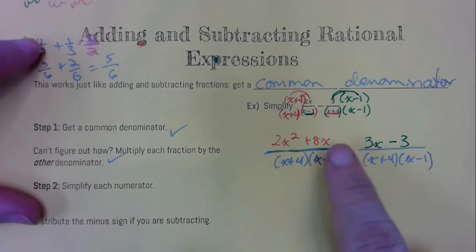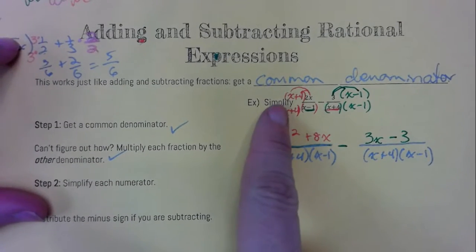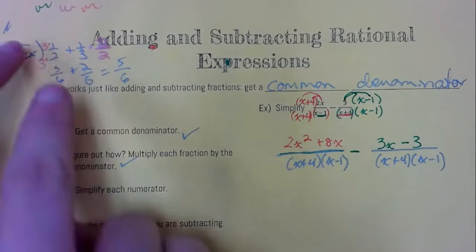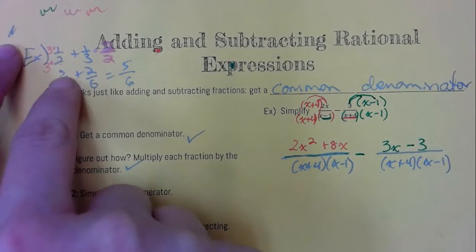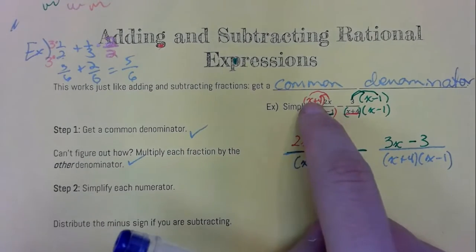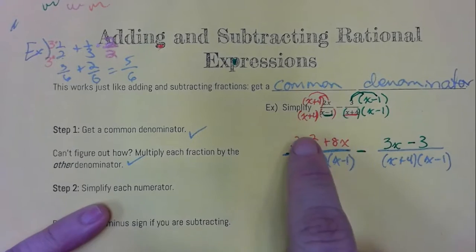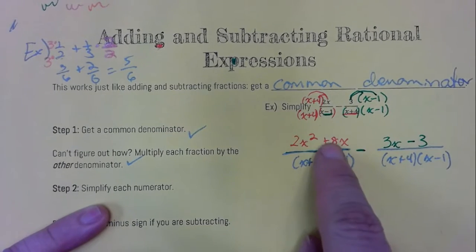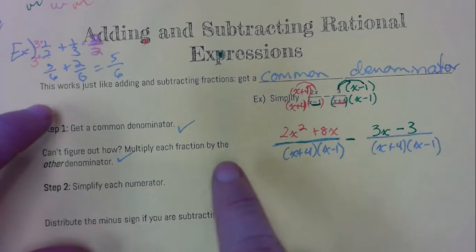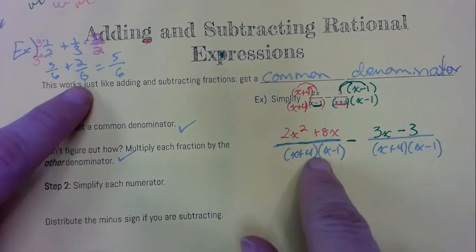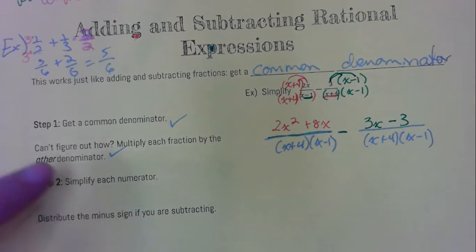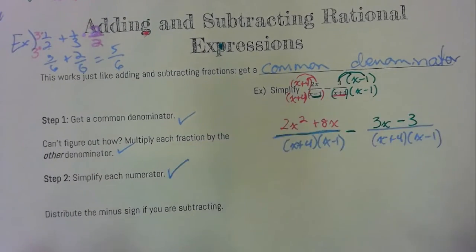So far we've done this step. We've multiplied by the opposite denominator, just like we did with the fractions. And then, just like we did here, we did 3 times 1 is 3, and 1 times 2 is 2. We did that here, just there's more to multiply. So we did x times 2x, 4 times 2x, and then 3 times x, and 3 times negative 1. And then we just have our denominators written out. Okay, then we're going to simplify each. Oh, we just did that step.